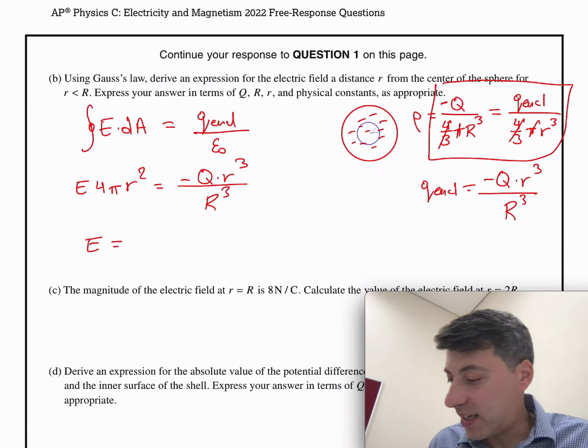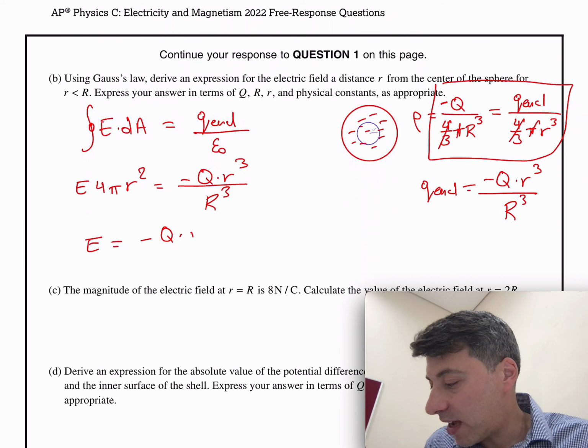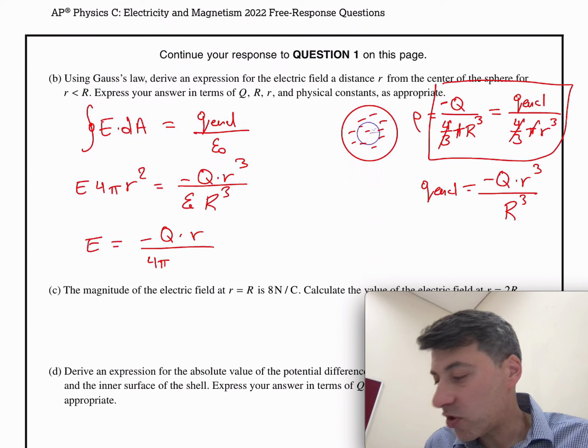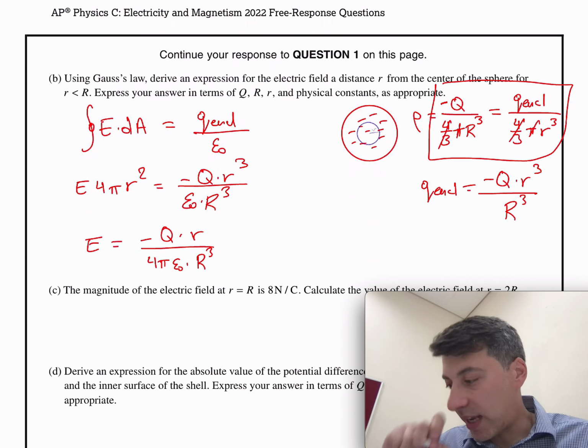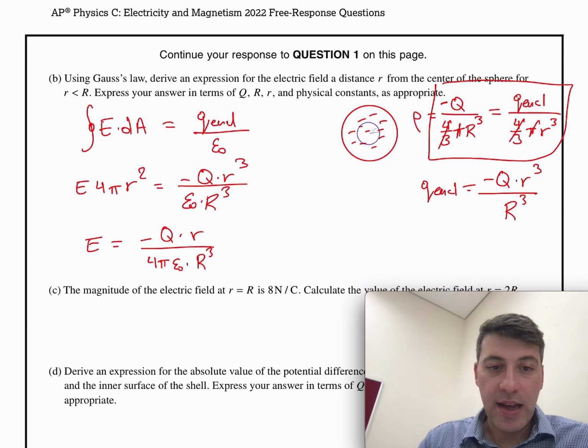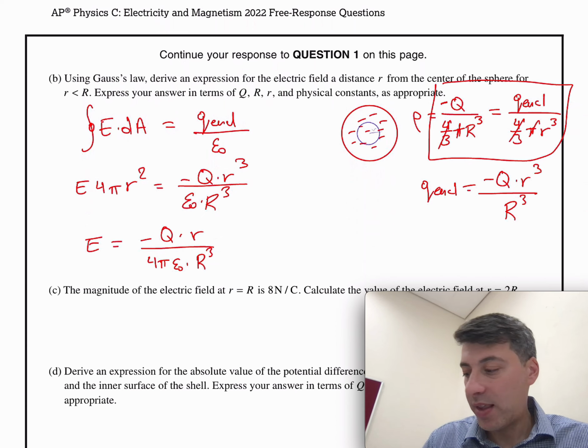So the intensity of the electric field is minus q times r divided by 4 pi, I forgot the epsilon 0 in the previous step, so 4 pi epsilon 0 times r to the power of 3. And this is an expression for the electric field at a distance small r away from the center of the small sphere. So we see that the value of the electric field increases linearly as a function of the distance away from the center of the sphere.